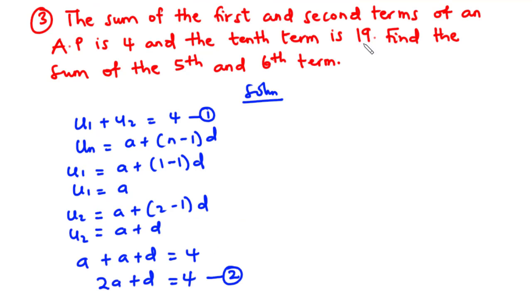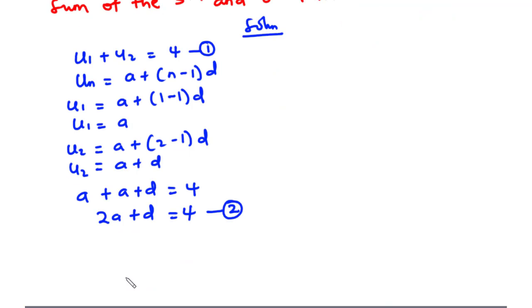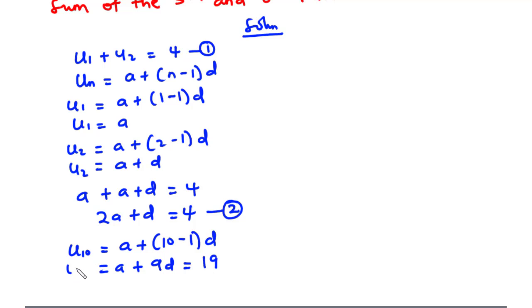Now from the question, we also realize that the 10th term is 19. So we have U10, which is equal to a plus (10 minus 1) times d. So we have a plus, now 10 minus 1 is 9, so 9d, and that is equal to 19 because the 10th term is equal to 19. So let's call this equation 3.